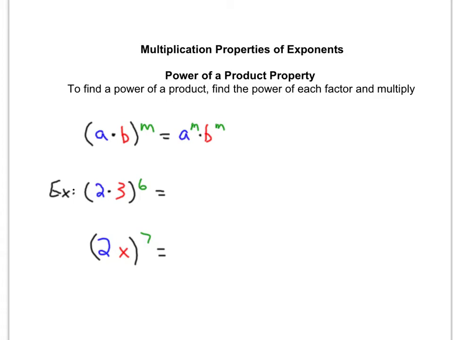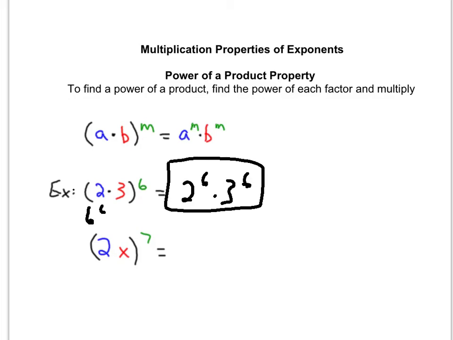Alright, so for example, 2 times 3 to the 6th power. Instead of just saying that this is 6 to the 6th power, we can say that's the same as taking 2 to the 6th times 3 to the 6th. Now again, exponential form, this is my answer right here. It's 2 to the 6th times 3 to the 6th.